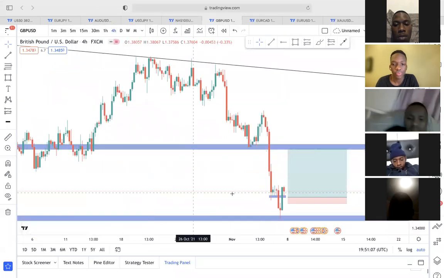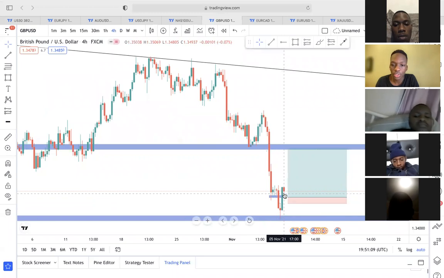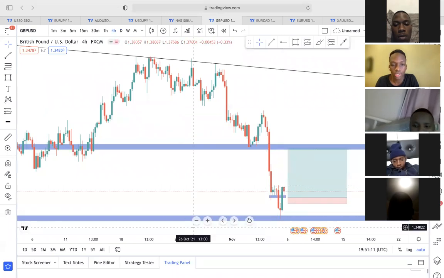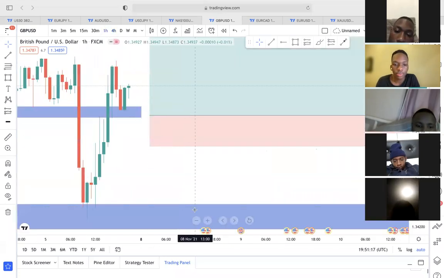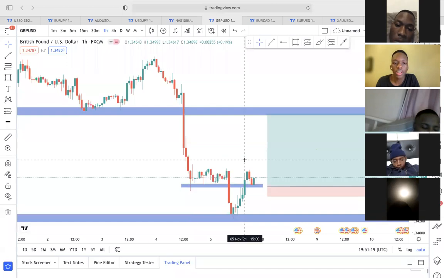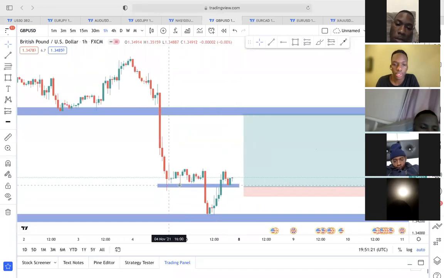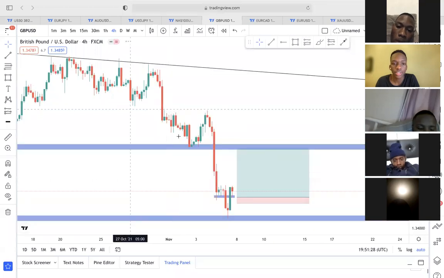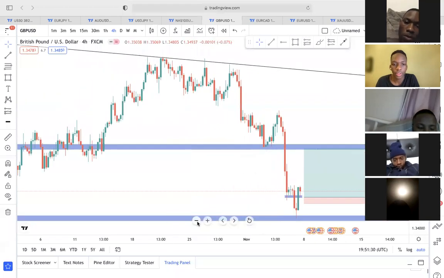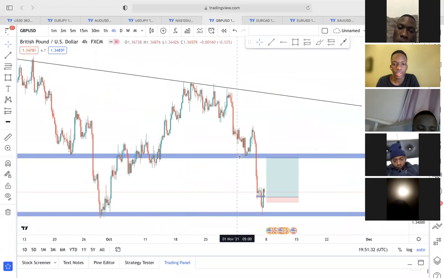It closed above the zone. With it closing above the zone, you can see that the bullish movement has actually started already, and we got this minor retracement. This retracement was the market forming another entry point. You can see I have an inverse head and shoulders pattern: left shoulder, head, right shoulder. Buys on GBPUSD, guys, until this zone here.